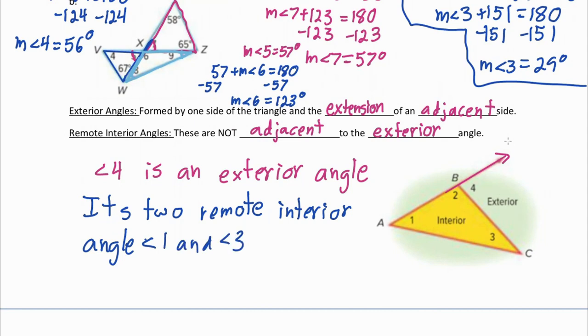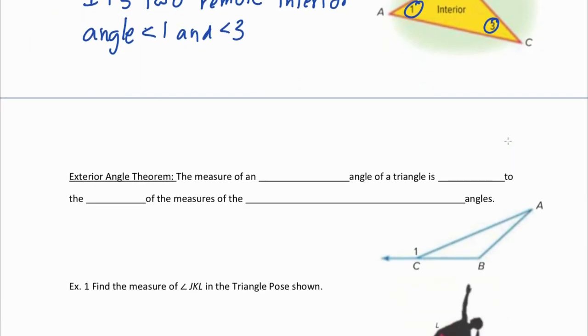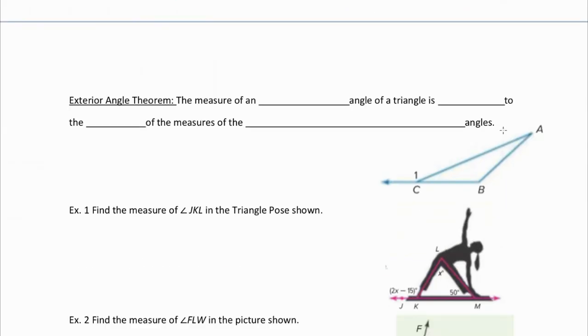Because, again, they're both here. They are on the inside of the figure, but they're not adjacent, not next to that angle 4. And so the reason we need to know this is this has its own kind of properties. So we have the exterior angle theorem, which says the measure of an exterior angle of a triangle is equal to the sum of the measures of the two remote interior angles.